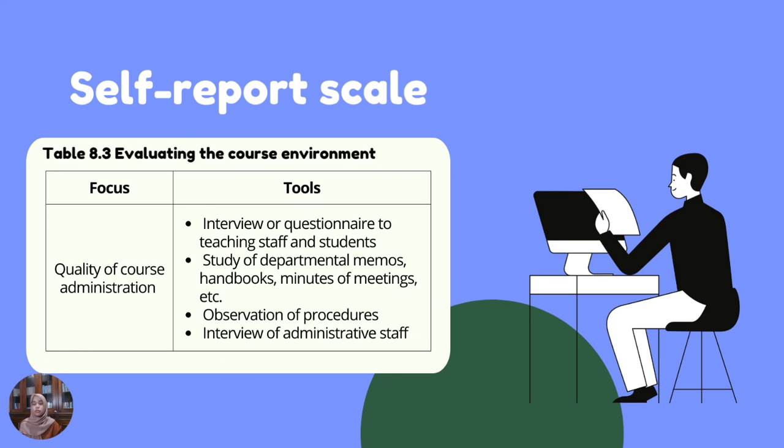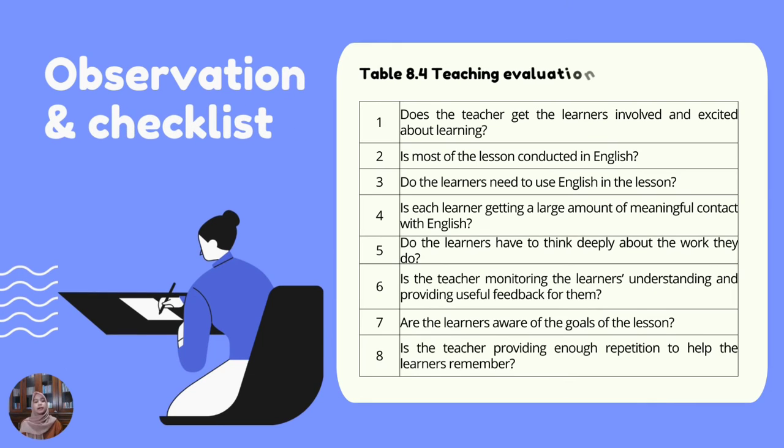So the teacher may also calculate how many students responded with the score of very good, and so on. The next step is observation and checklist. So let's see table 8.4. It is a simple checklist for observing the quality of teaching. So let's read the questions here.